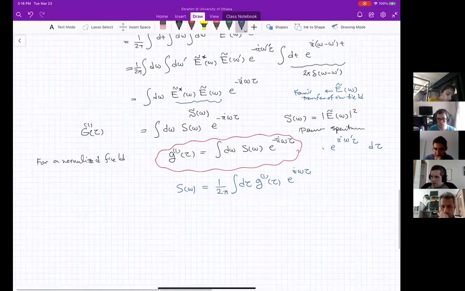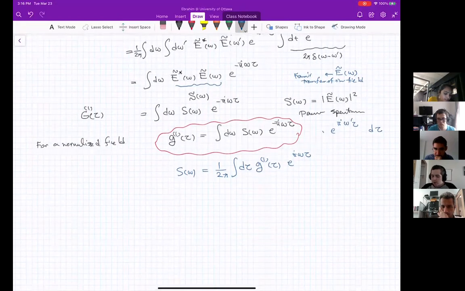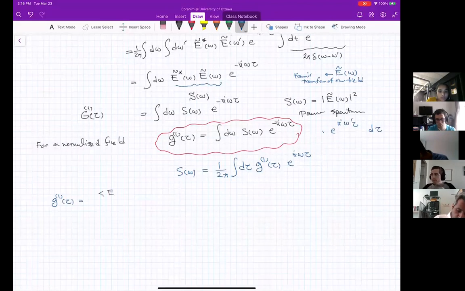Now, let's do a little bit of mathematics. But before doing so, let's look at the properties of the G1 function. G1 of tau was given by E of t star times E of t plus tau. Can someone tell me what is G1 of minus tau? Of course, there is a normalization factor.